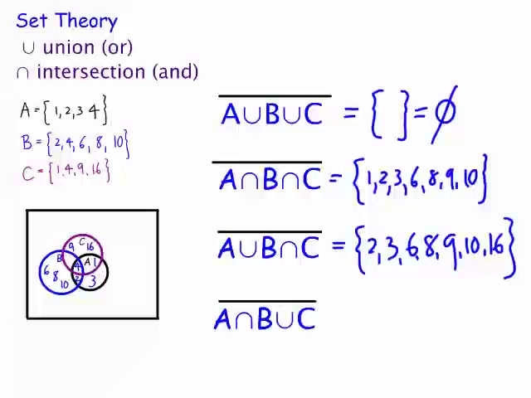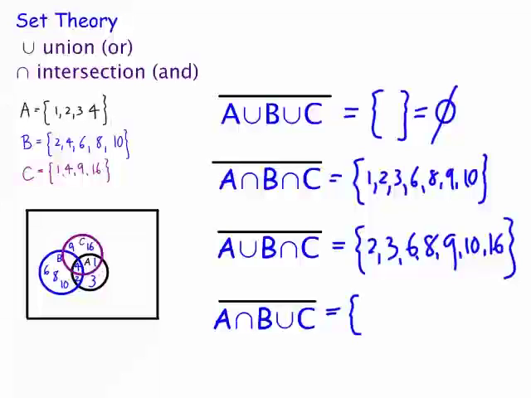If you have a look at the last one, the complement of A intersection B union C, there are quite a few elements in that: 1, 2, 4, 9, and 16. So we basically need to look at the elements which are not 1, 2, 4, 9, or 16.